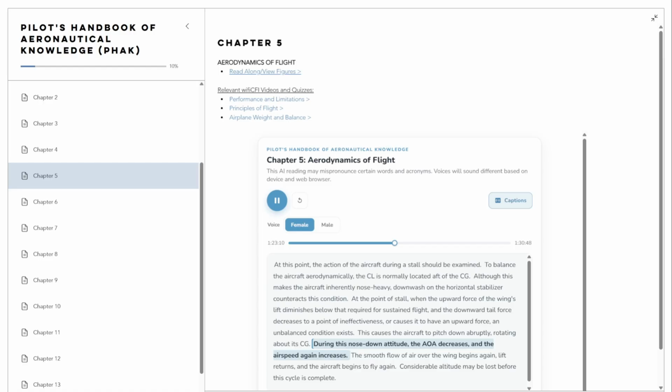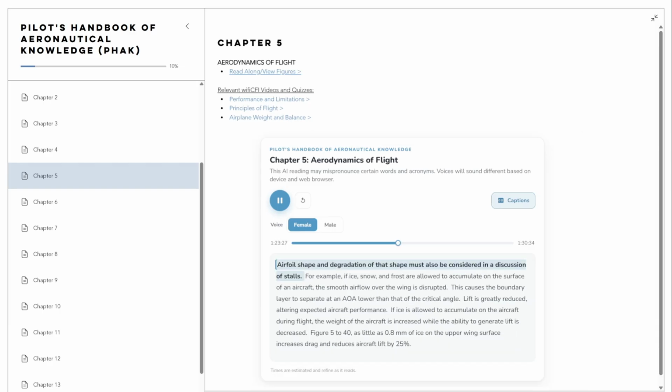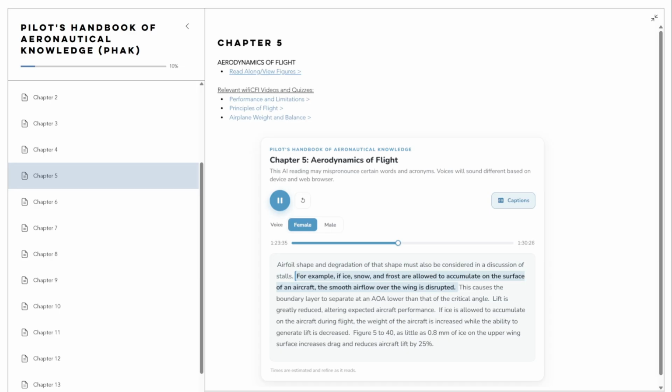During this nose-down attitude, the AOA decreases and the airspeed again increases. The smooth flow of air over the wing begins again, lift returns, and the aircraft begins to fly again. Considerable altitude may be lost before this cycle is complete. Airfoil shape and degradation of that shape must also be considered in a discussion of stalls. For example, if ice, snow, and frost are allowed to accumulate on the surface of an aircraft, the smooth airflow over the wing is disrupted.